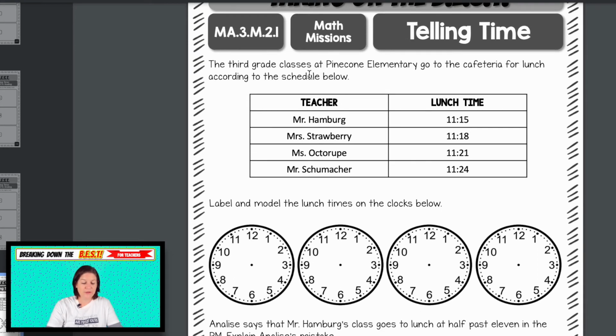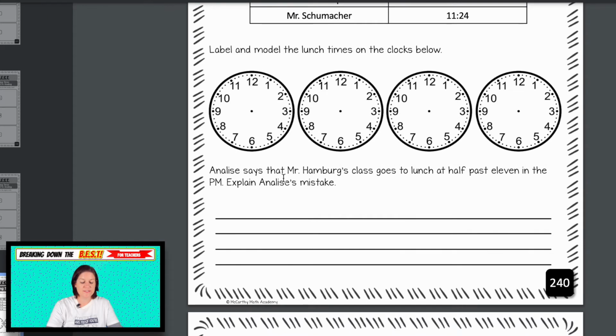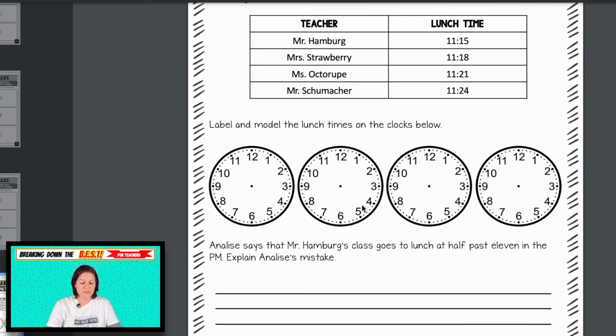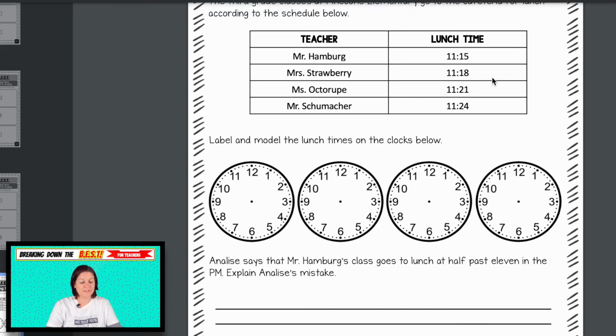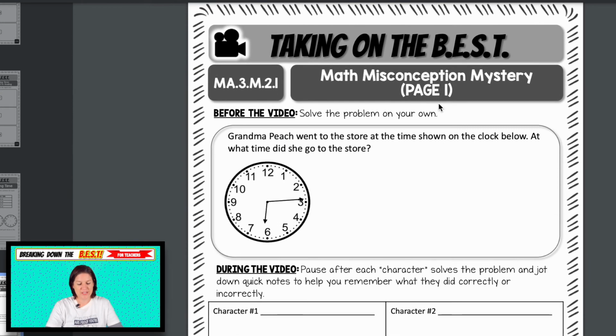So here it says the third grade class at Pinecone Elementary goes to the cafeteria for lunch according to the schedule below. So here are their lunch times, and then students will have to label and model the lunch times on the clock below. Here it says Annalise says that Mr. Hamburg's class goes to lunch at 11:30 p.m. Explain Annalise's mistake. So I'm seeing a couple there with Mr. Hamburg, because that's 11:15, and she probably wouldn't be eating lunch at 11:15 p.m. at night, right? So there are answer keys for these for sure.